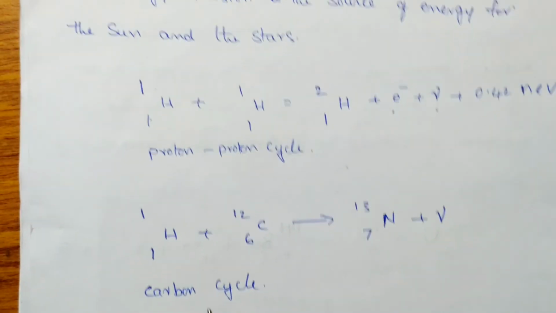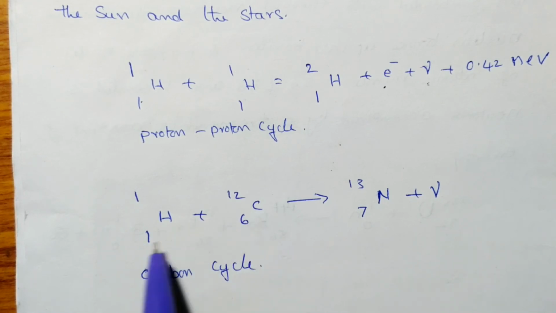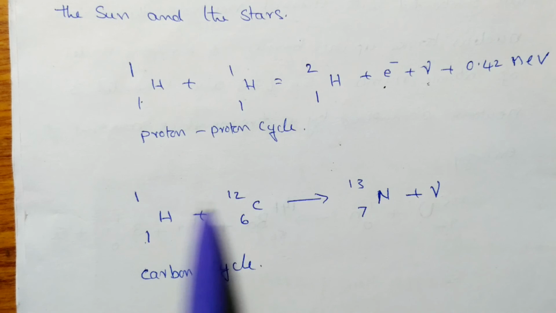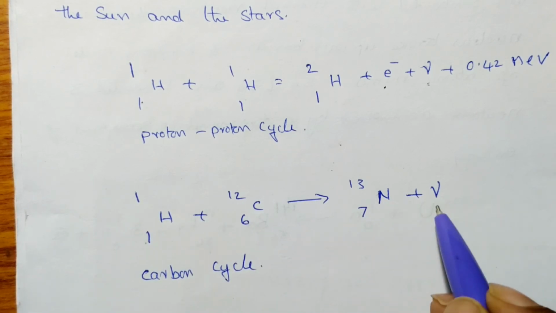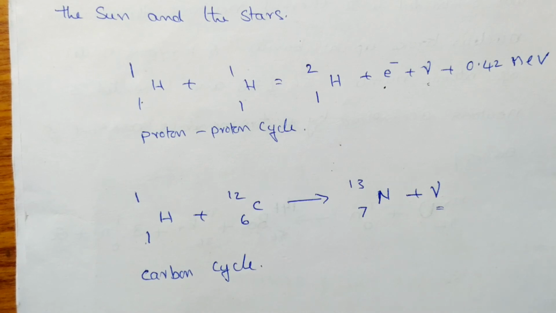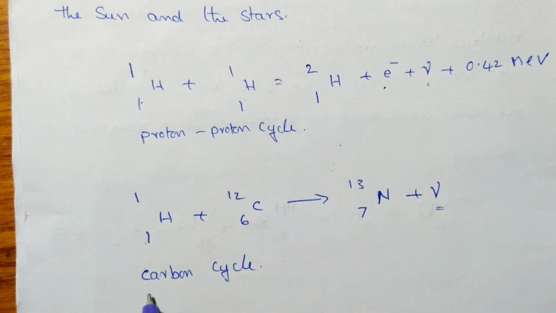In another reaction, a hydrogen atom combined with a carbon, then 6 plus 1 is 7, and 12 plus 1 is 13, gives nitrogen and gives radiation in the form of a certain frequency. This is called carbon cycle. So these are the examples of nuclear fusion.